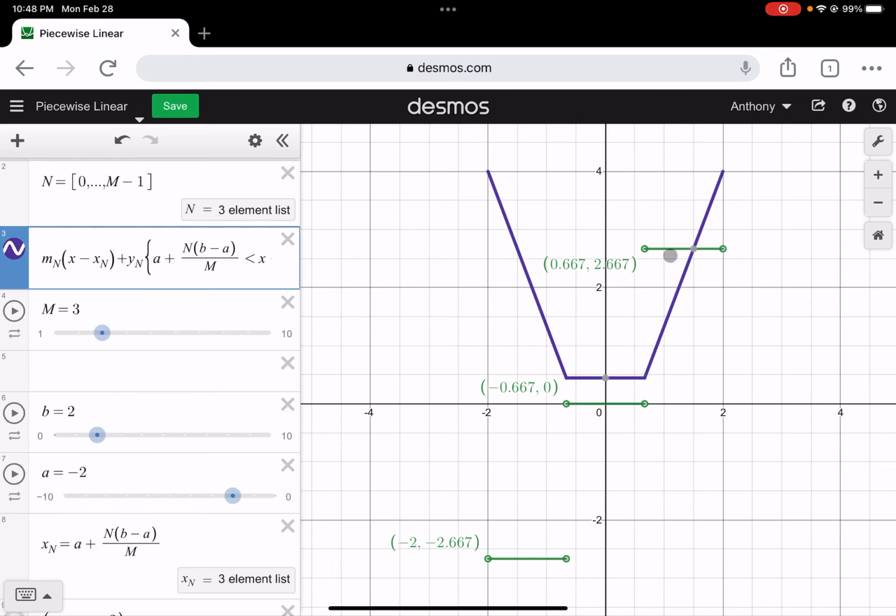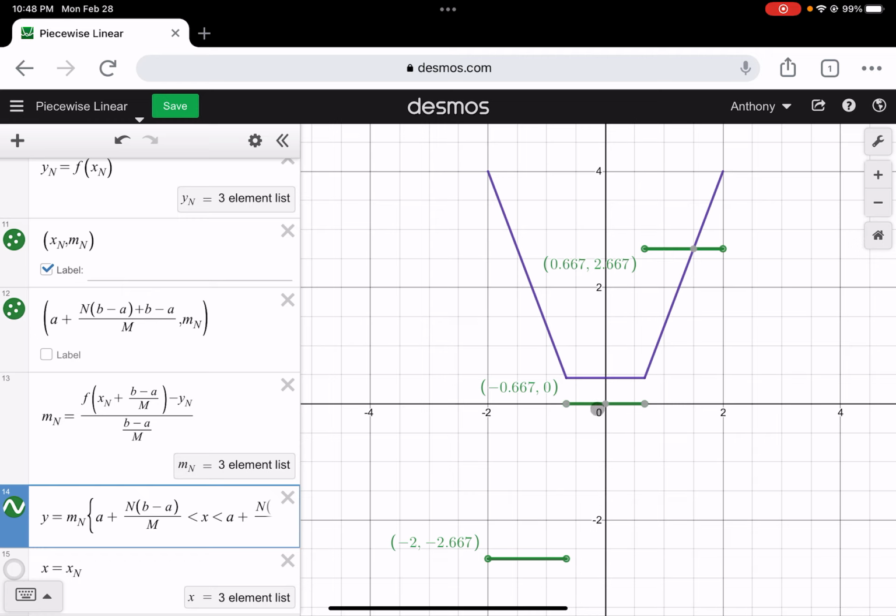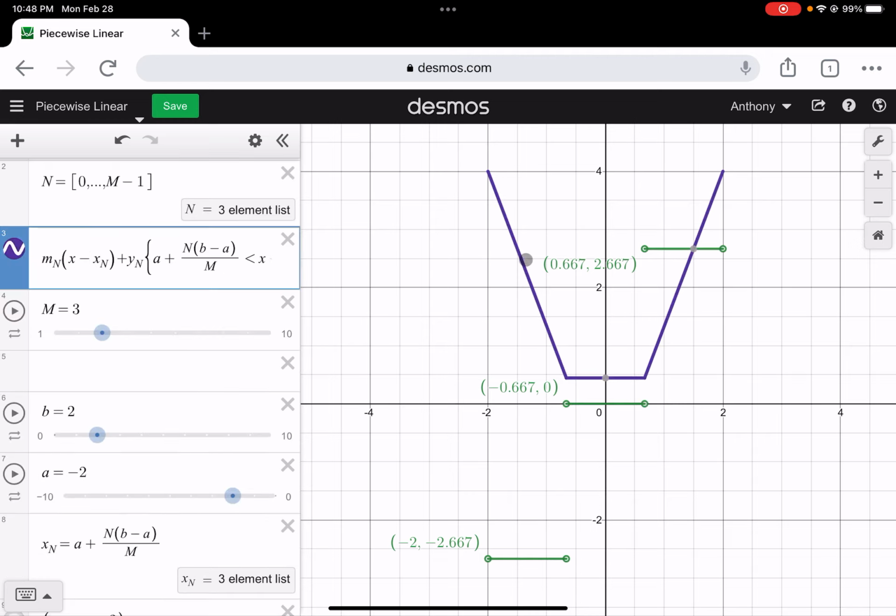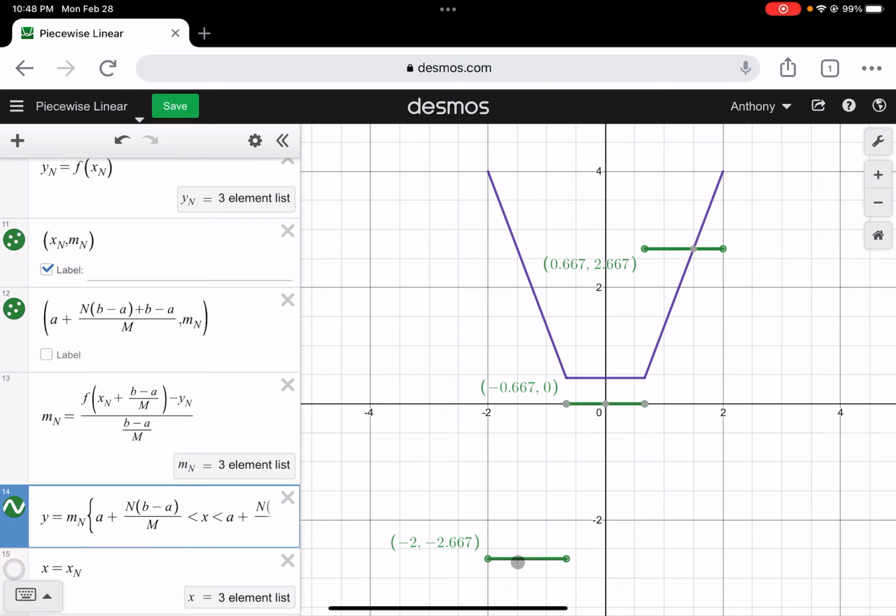Okay? So the y position of the green graph is telling you the slope of the purple graph. Let me say that again. The y position of the green graph is telling you the slope of the purple graph for the corresponding x values, right? Every x value in this region here has the same slope. It's negative 2 2/3. Every x value in this region here has the same slope. It's 0, and so on and so on.